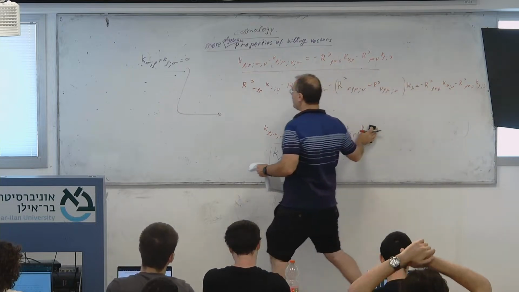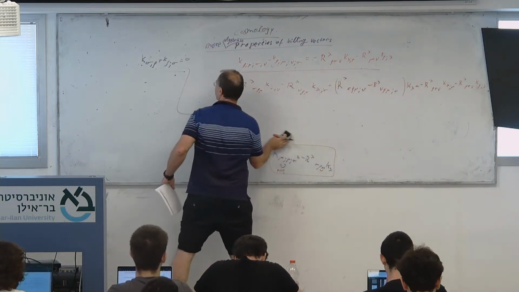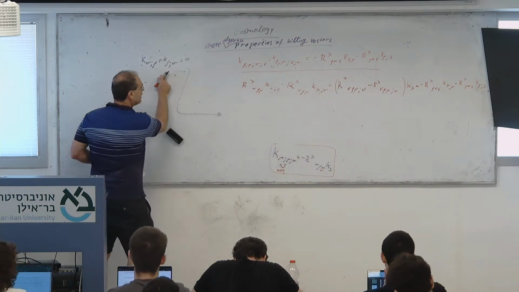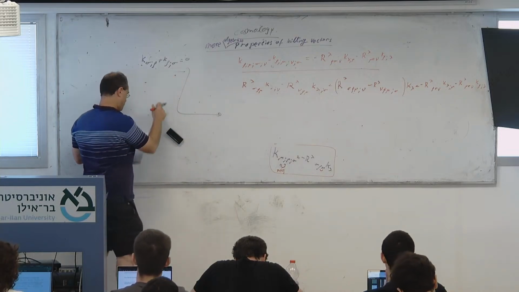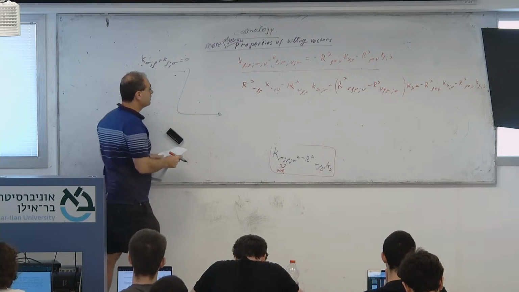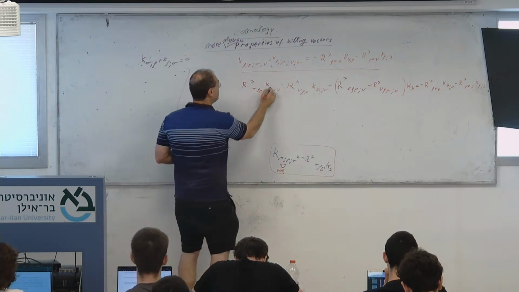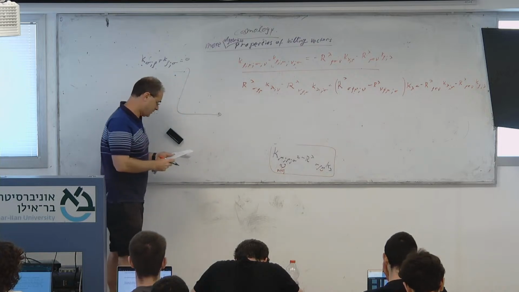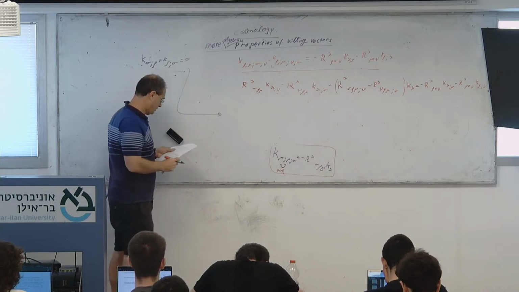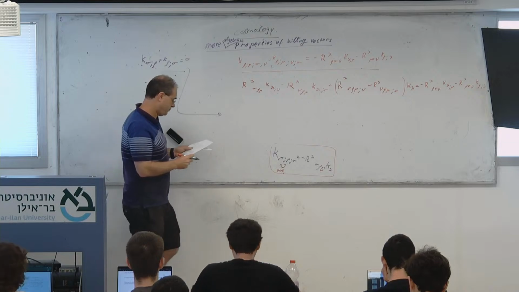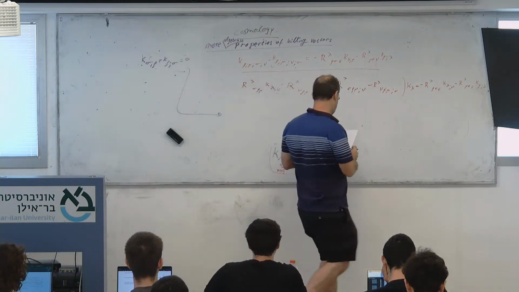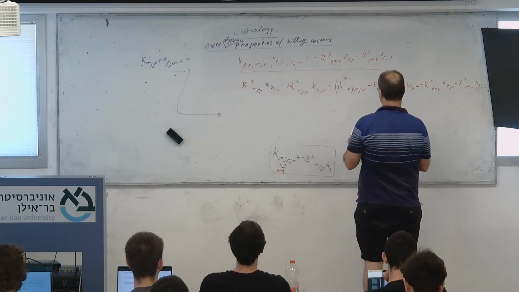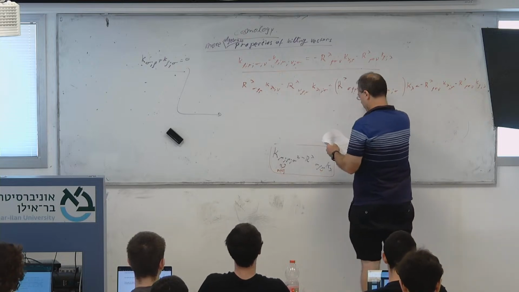Now I'm using again the killing condition. So k alpha lambda is k lambda alpha. Alpha is anything here. It's minus k alpha lambda, right? Alpha is anything. So I have, let's see. I am giving that.